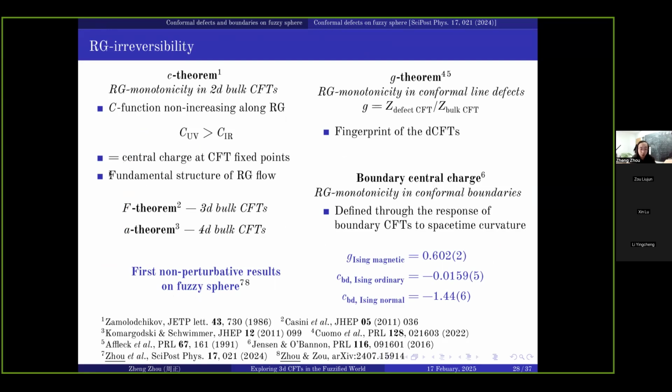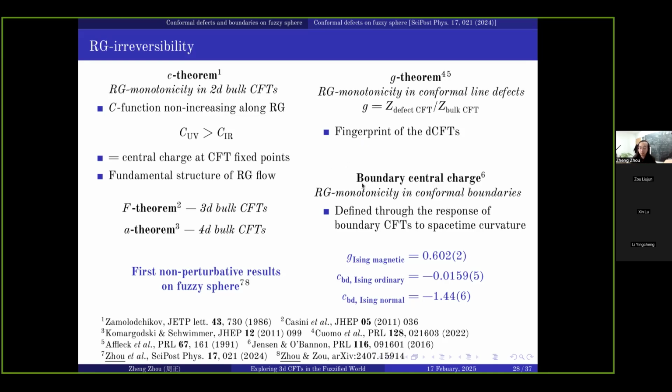Such a theorem determines some fundamental structure of the RG flow. And in 3D and 4D bulk CFTs, later people found that there are also such monotonic quantities, called the F function and the A function. It's not only in bulk: on conformal line defects, people have also found that there is a G function that is non-increasing along the RG, which is defined as the ratio between the partition functions of the defect CFTs and the corresponding bulk CFTs.